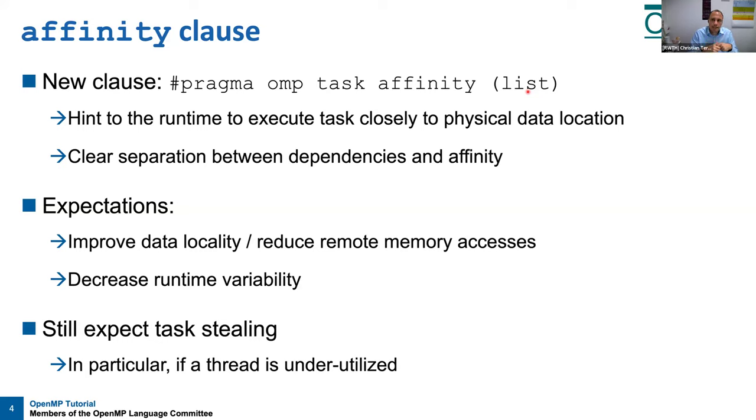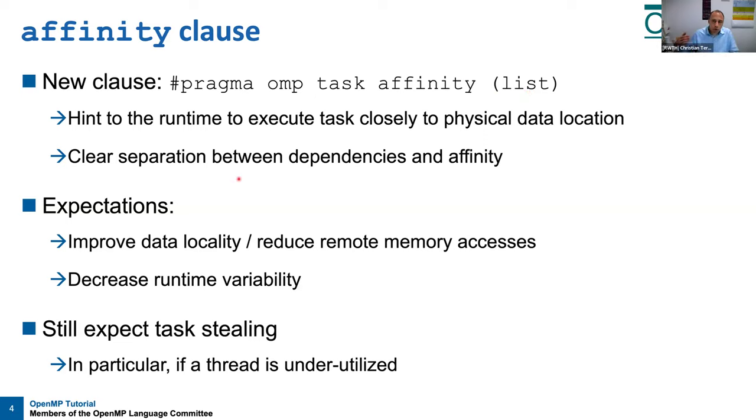A dependency, if specified, means a task can only be executed when all its dependencies have been fulfilled, whereas an affinity is a hint to the runtime, which it may just ignore because it doesn't implement it, or because it believes it knows better. But it may also follow your advice, which hopefully then leads to better performance.